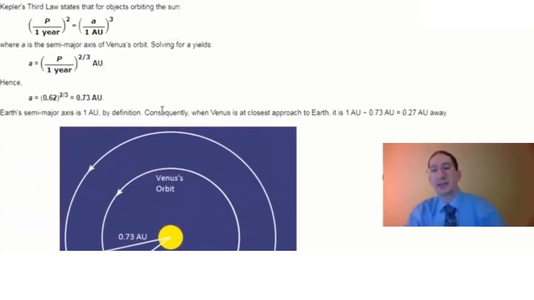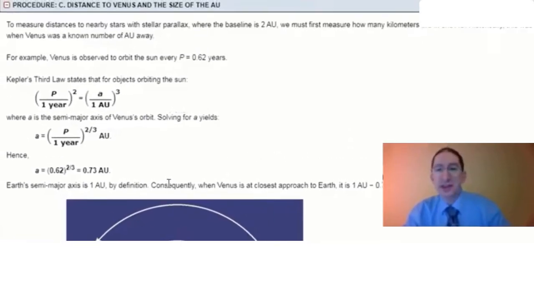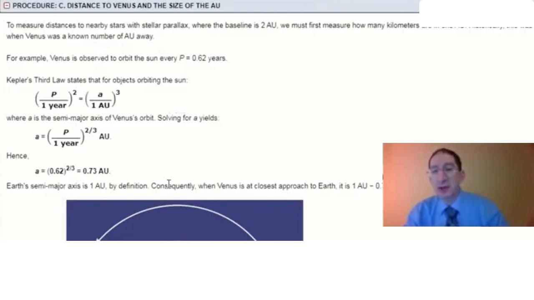Okay, in the next section, section C, we're going to go through a similar exercise measuring the distance to Venus, but we're doing this for a particular reason, and that is to determine the size of the astronomical unit, which we'll need to carry out stellar parallax in the next section.